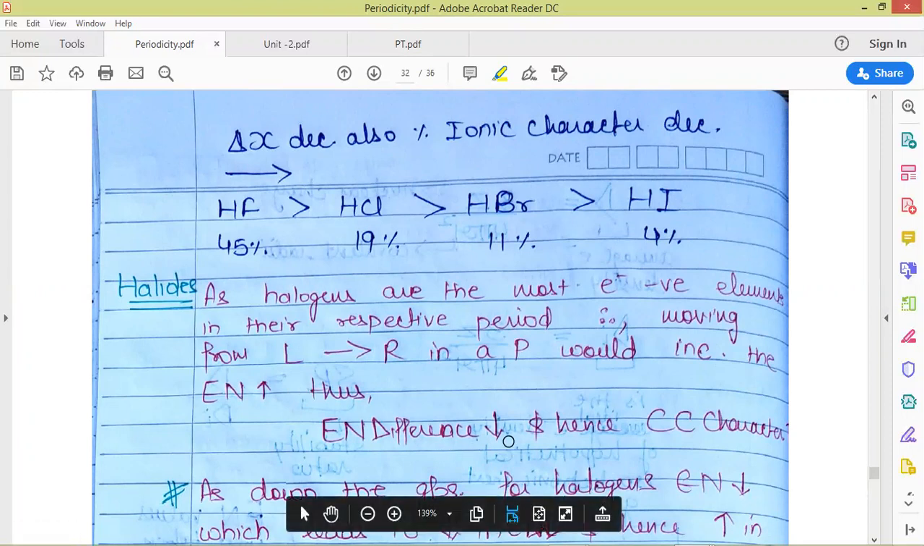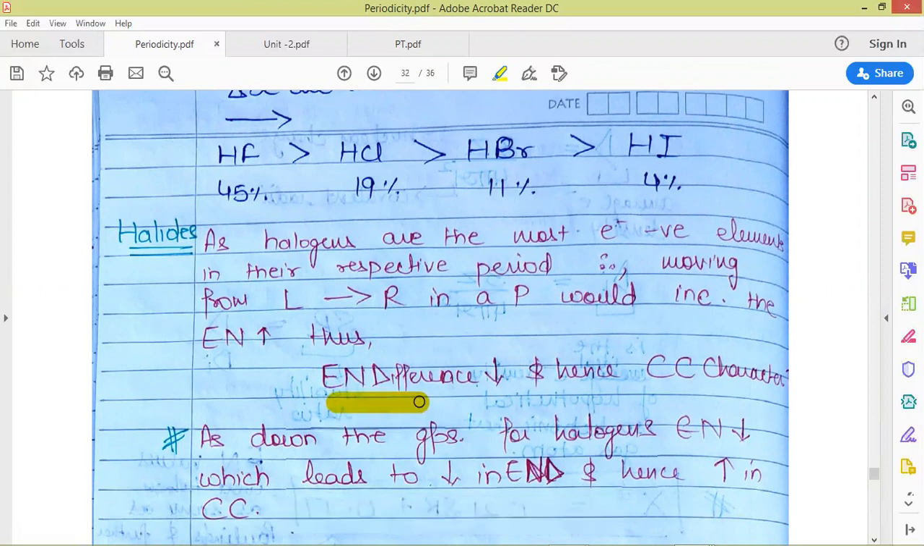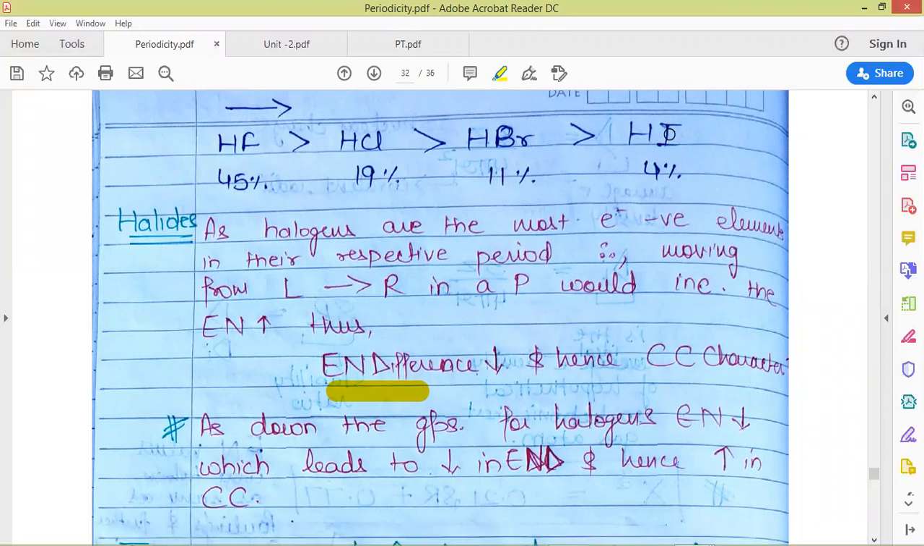Electronegativity difference is decreasing, thus covalent character is increasing, because the electronegativity difference is not much if we are talking about the compounds of group 15 and group 17 and group 16 and group 17. That means they are more covalent in comparison to these compounds where one atom belongs to group 1 and the other belongs to group 17.